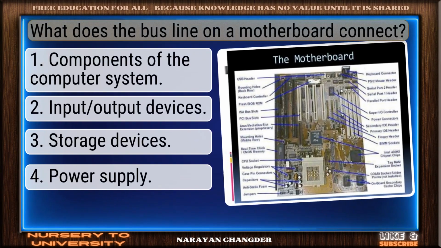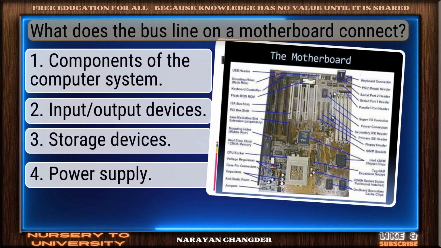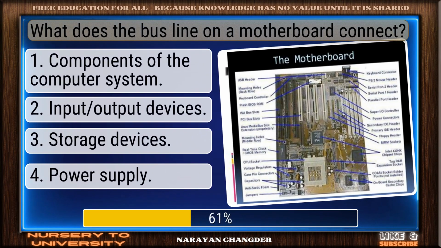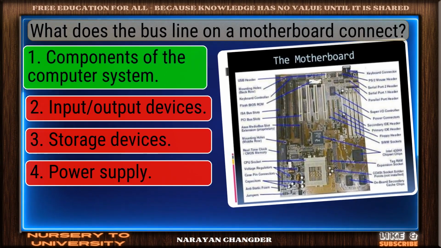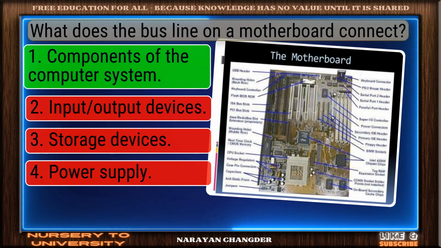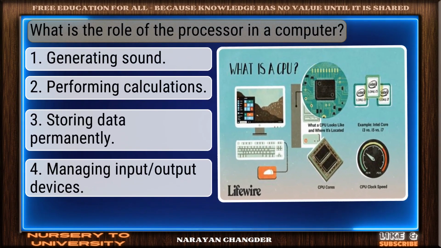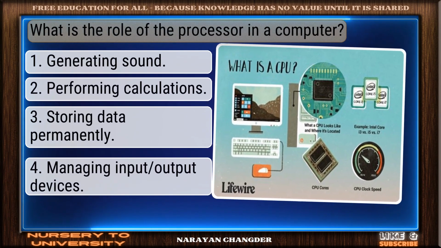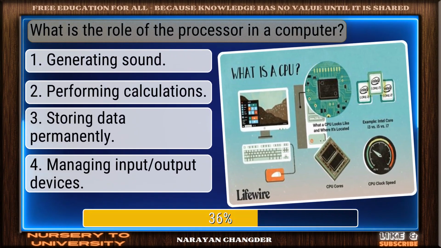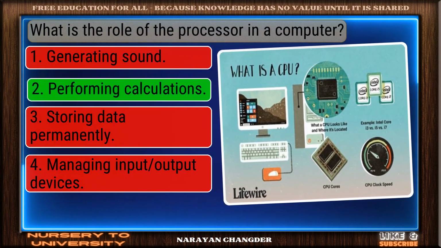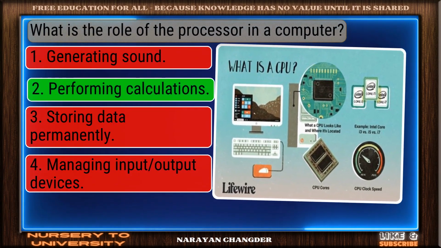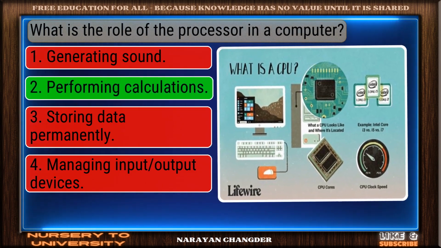Question number 13. What does the bus line on a motherboard connect? Exactly. Components of the computer system makes sense and it is the right choice. Question number 14. What is the role of the processor in a computer? Well done. Performing calculations is the right choice.